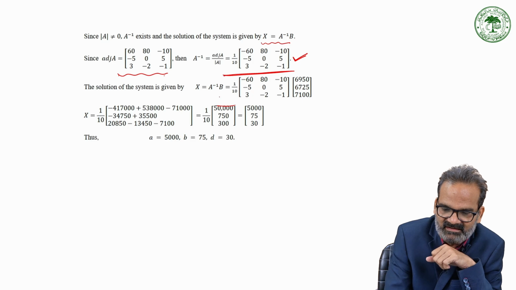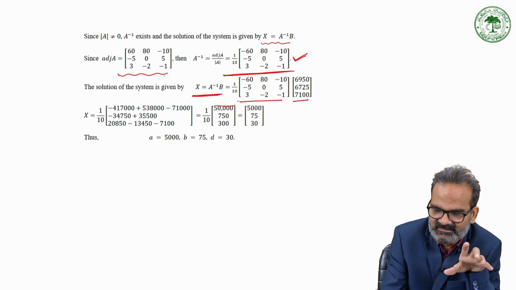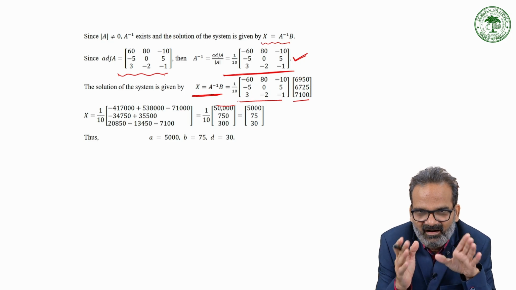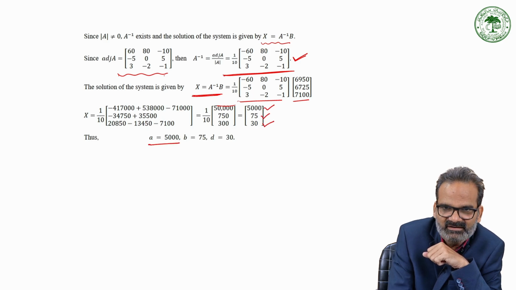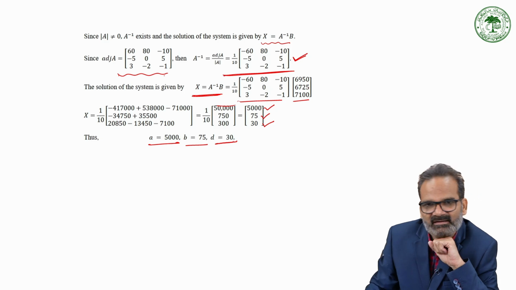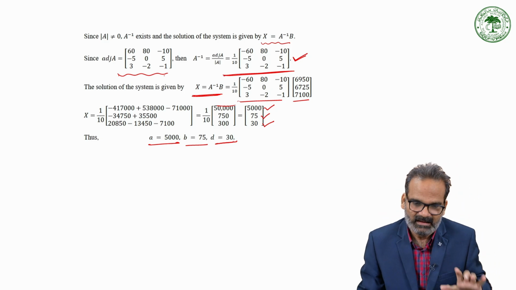Now finally the solution is given by x is equal to A inverse b. So multiply this matrix with this matrix and make all these calculations. After going through all these calculations, the values of a, b, d are 5000, 75 and 30. So a is coming out to be 5000, b is coming out to be 75 and d is coming out to be 30. So this is how we can calculate the values of the variables.